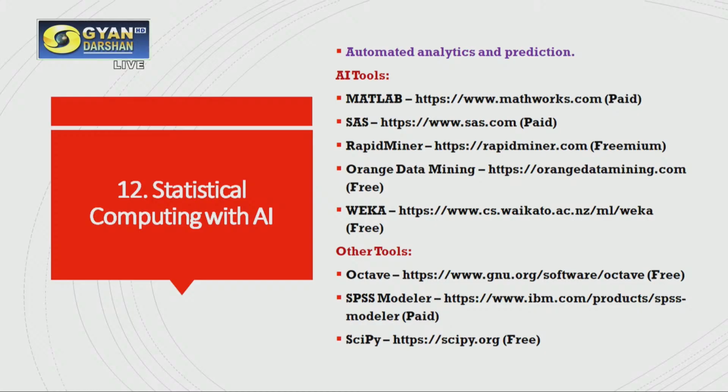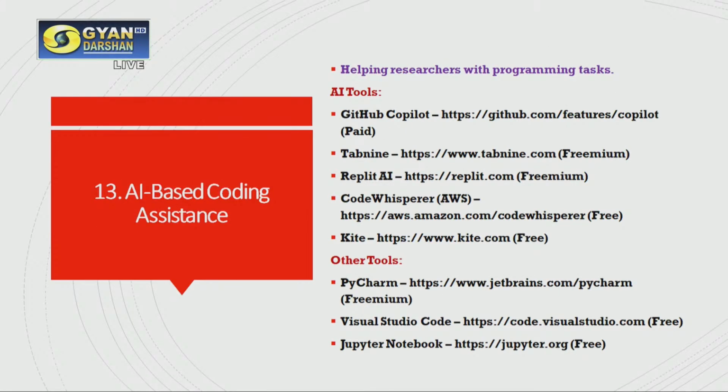Coming to AI based assistance for coding, in Atlas TI also we have an AI feature, but then there are some specific tools like Tabnine, Replit AI, Kite, PyCharm. So these are some of the AI based coding assistance tools. When we do the qualitative analysis, some of these tools, of course, we can try.